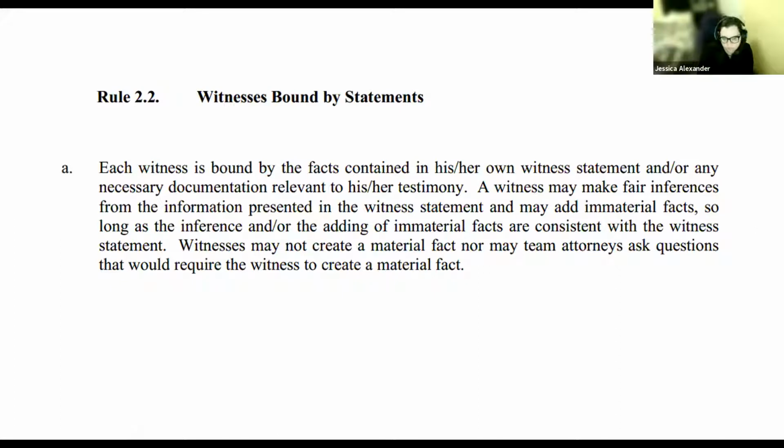Okay. So the first is, what's the maximum number of people you can have on a team? The maximum number of people you can have on a team is 10. So that would give you 3 attorneys, 3 witnesses, a timekeeper, and 3 alternates. That's how many people can be on the roster. Now, sometimes you can have more people on the team generally, but your roster itself can only have 10 people.